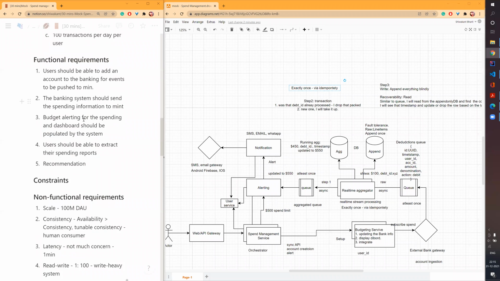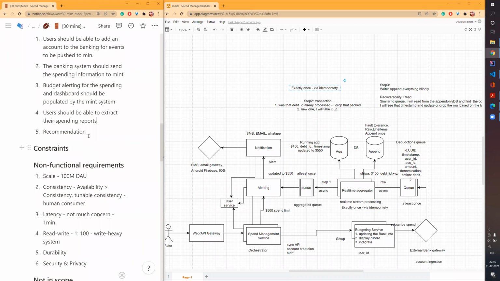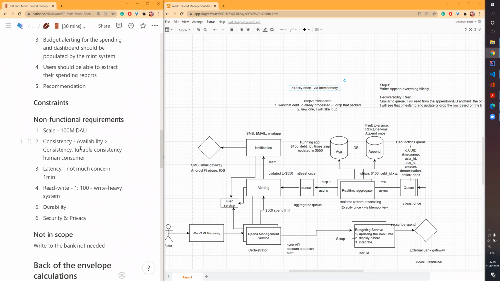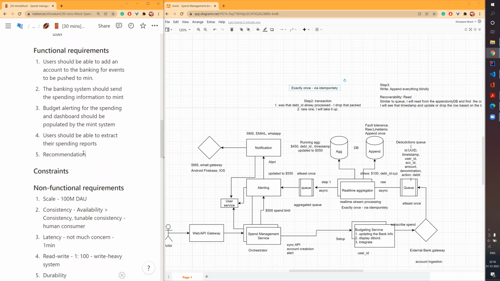Next is the budget alert for the spend, and the dashboard should be populated by the system, which is the Mint system. And the user should be able to extract their spending reports, and optionally we could build some sort of recommendation system. If we have time, maybe we can think around it. Otherwise, largely this is the thing. Any further question on this? Does this look good from the perspective of Mint as a spend management system?